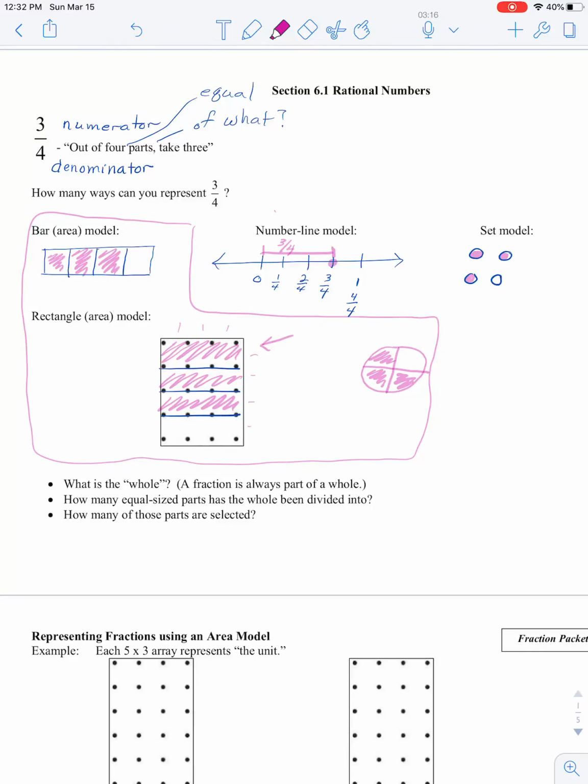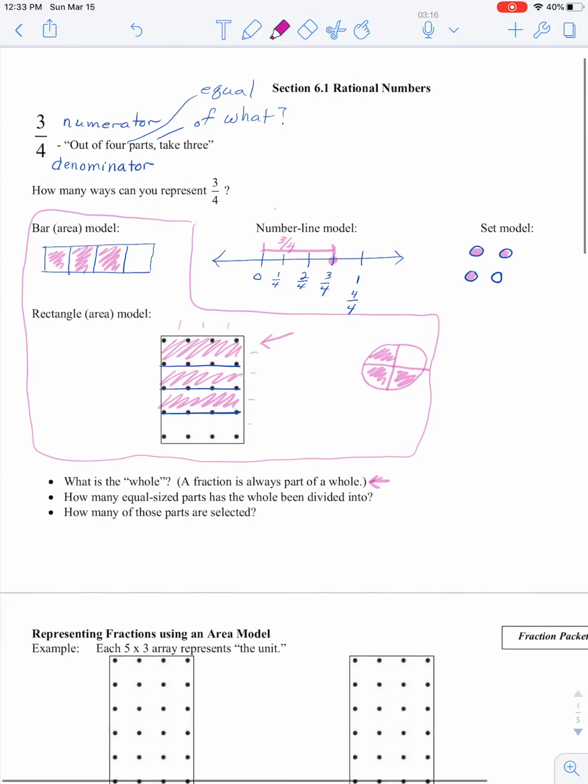So when you think of a fraction, think of what is the whole. A fraction is always part of a whole or a unit. How many equal sized parts has the whole been divided into? That's the denominator. And how many of those parts are selected? That will be the numerator.